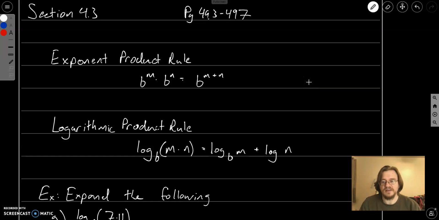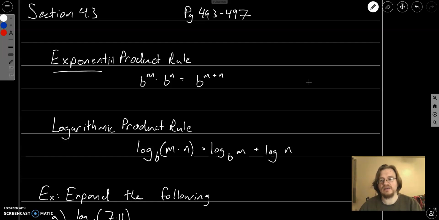Hello and welcome back. In this section, section 4.3, we're going to be looking at various properties of logarithms that are based on some properties of exponents that we saw a long time ago. So the exponential product rule that we saw in, I believe, the prerequisites chapter: when we multiply two numbers that have exponents, so b to the m times b to the n, we end up adding the exponents.